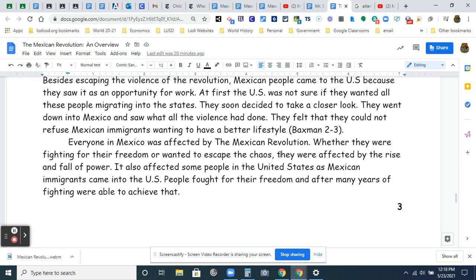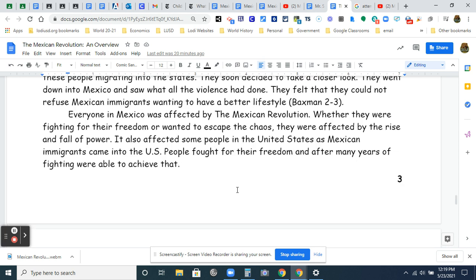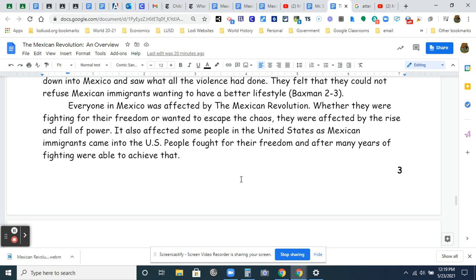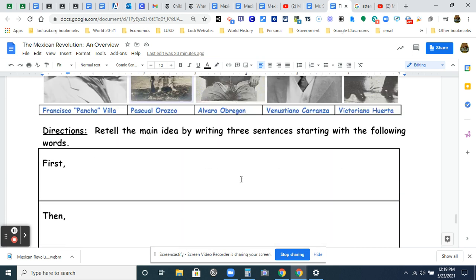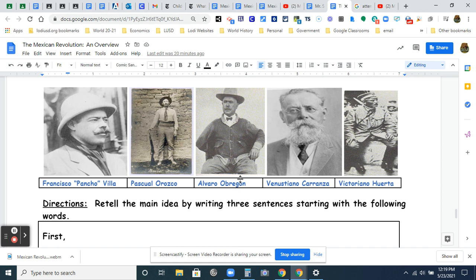Everyone in Mexico was affected by the Mexican Revolution. They were fighting for their freedom or wanted to escape the chaos. They were affected by the rise and fall of power. It also affected some people in the United States as Mexican immigrants came into the U.S. People fought for their freedom, and after many years of fighting, were able to achieve that. Go ahead and write your last sentence of summary, and let me point out some other people that were mentioned.